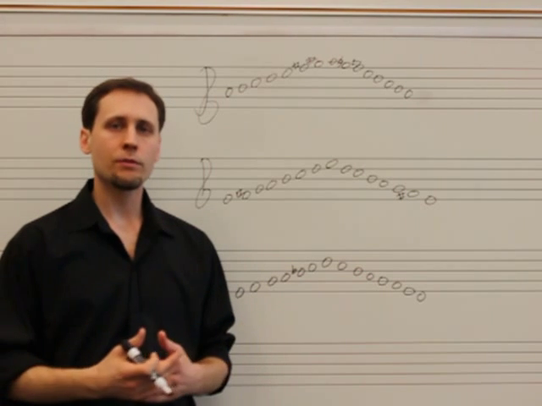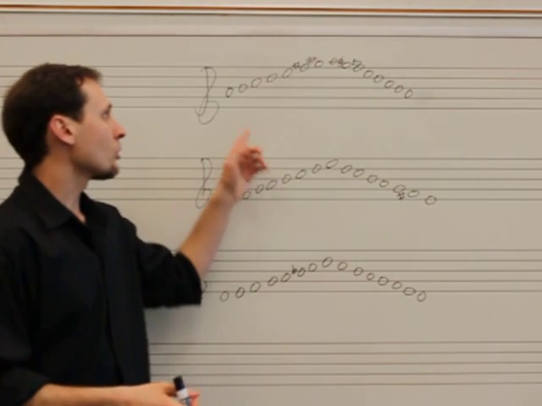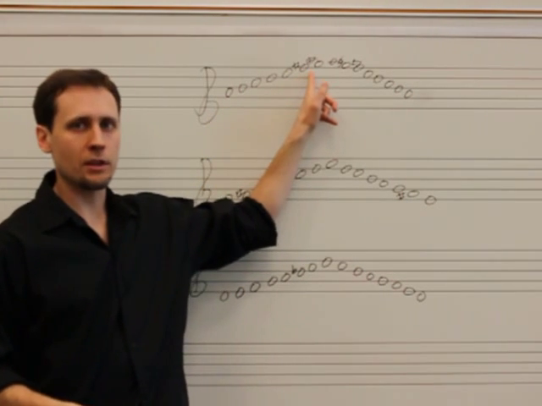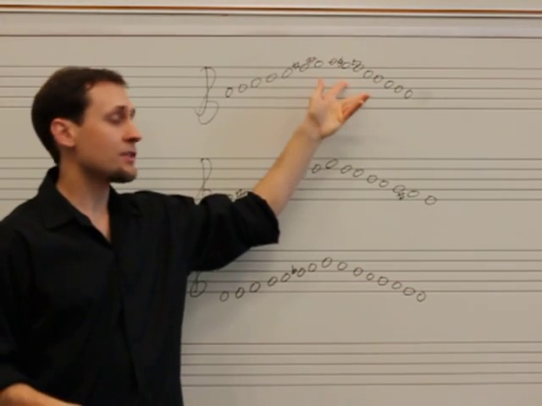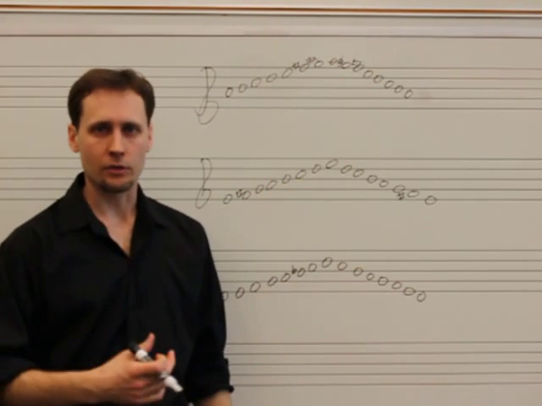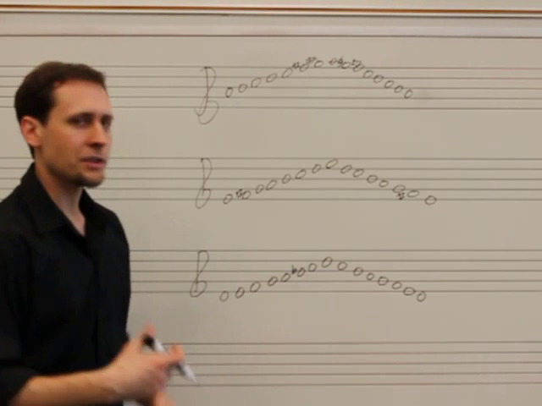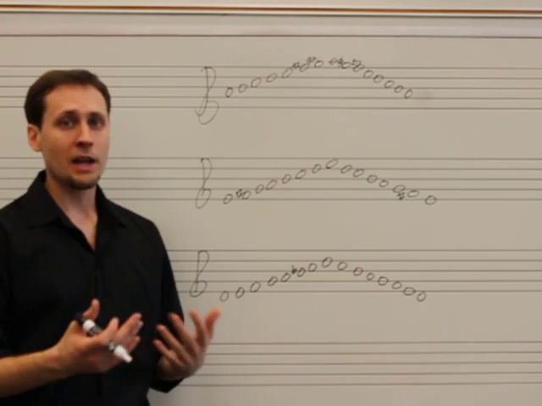So it's really two different scales that are put together. Going up, you have the raised 6th and 7th scale degrees. Going back down, it's exactly the same as the natural minor scale. Again, this can get confusing when you have a lot of sharps or flats involved.